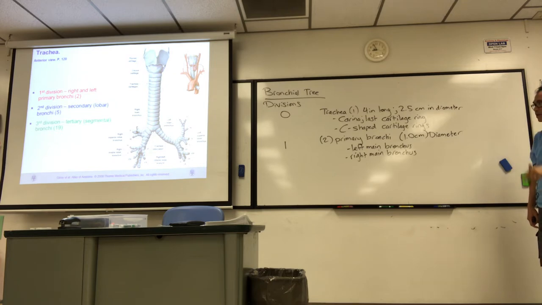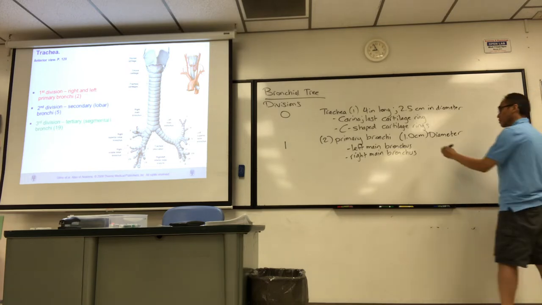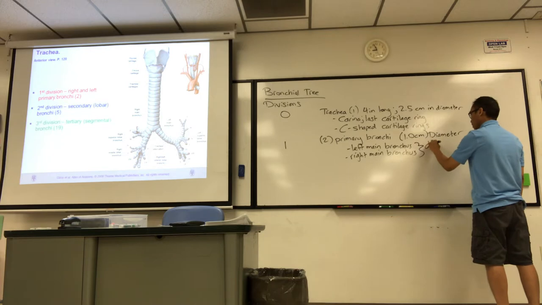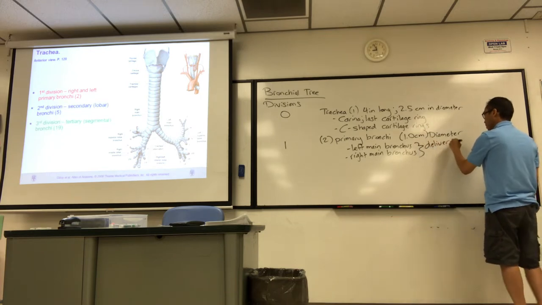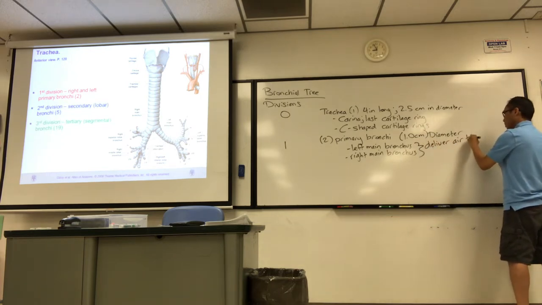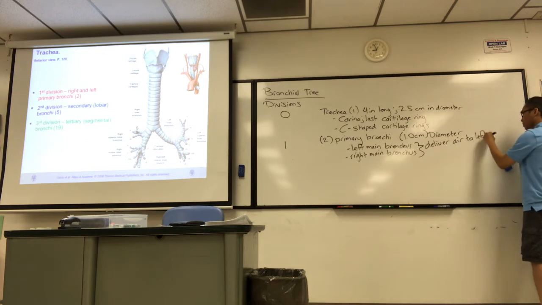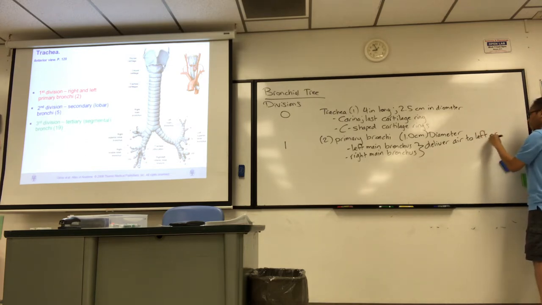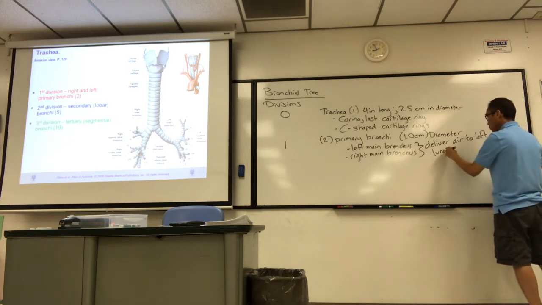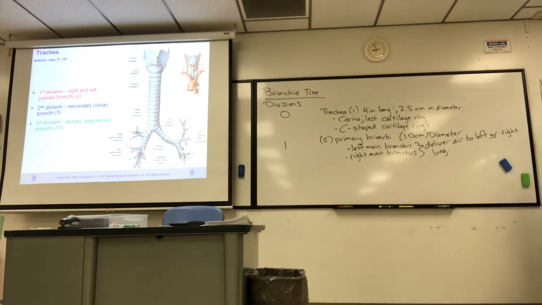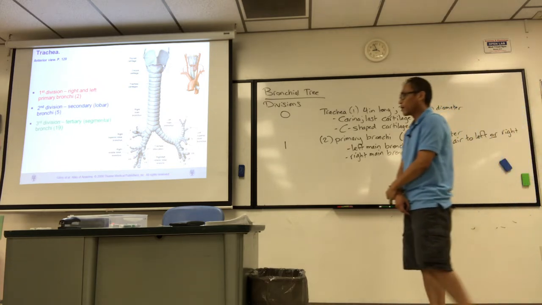So these conducting airways, think of them as, what are they delivering the air to? They're conductors of air, and each of these is delivering air to the left lung and to the right lung. That makes sense. I'm just going to write deliver air to left or right lung. It's not hard to deduce which does what, right? Oh, the left main bronchus delivers air to the right lung? No, of course not. The left main bronchus delivers air to the left lung, and same thing for the right.